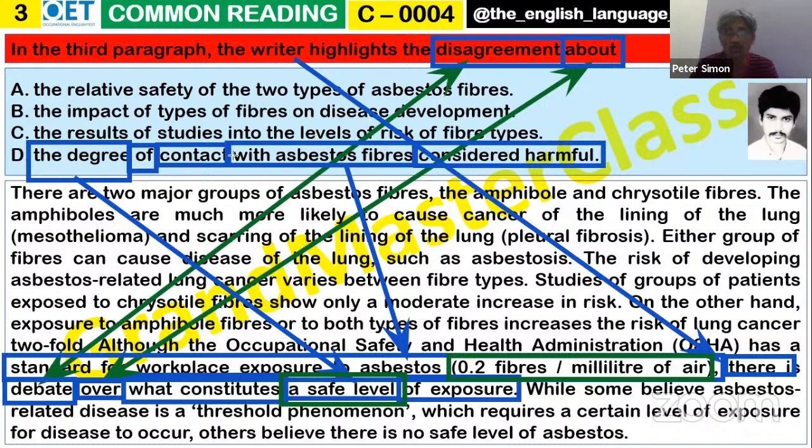So we have to concentrate on the fineness of this one. The question is very clear here. The degree of contact is nothing but 0.2 fibers per milliliter of air. That is the level, the safe level of exposure. Beyond that, it is harmful. But some people say, okay, we agree with it. Some people say there is no safe level. That is the point there.